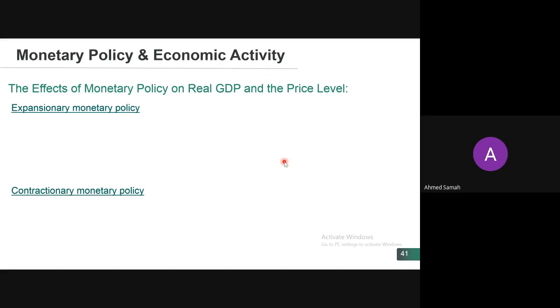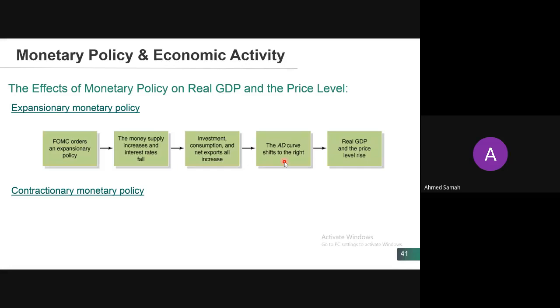Expansionary monetary policy is imposed usually when we are in a recession, and if we want to increase the aggregate demand, then we impose expansionary monetary policy. So the FOMC, the committee at the Fed, the monetary policy committee, is a separate committee. They will be deciding on the policy measures.